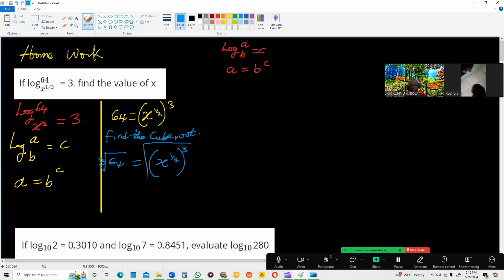So if I have the cube root of 64, what is it? What is the number that you multiply by itself in three places to give you 64? Is it 1 times 1 times 1? Is it 2 times 2 times 2? Is it 3 times 3 times 3? Is it 4 times 4 times 4? Or is it 5 times 5 times 5 that will give you 64? Which of them will give you 64?